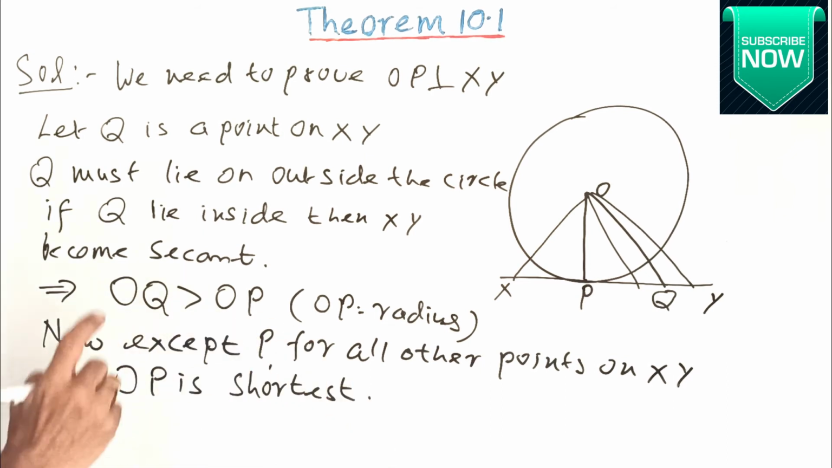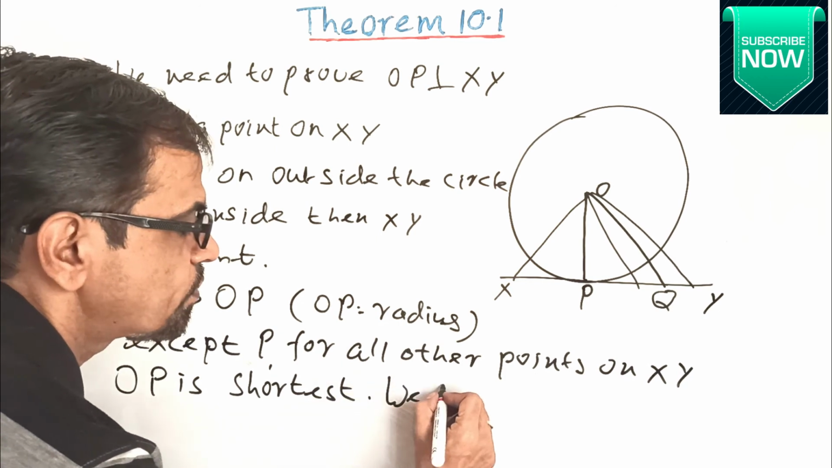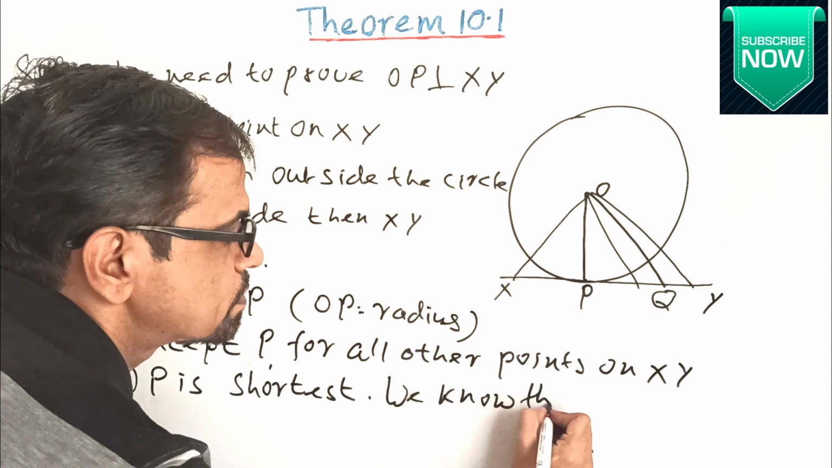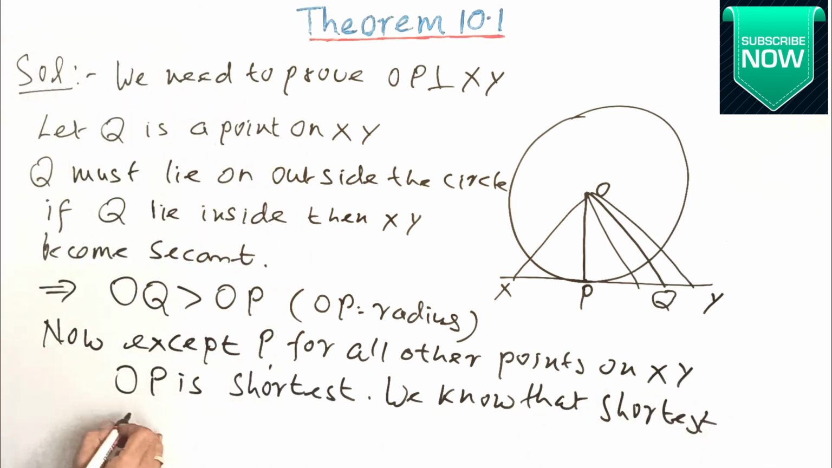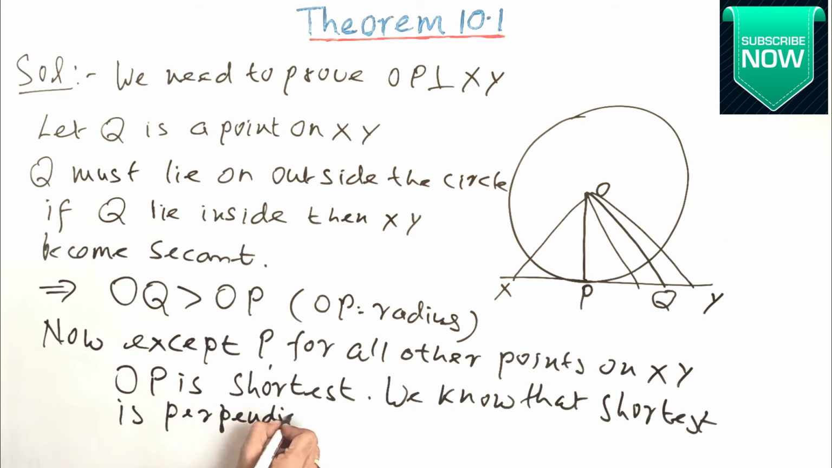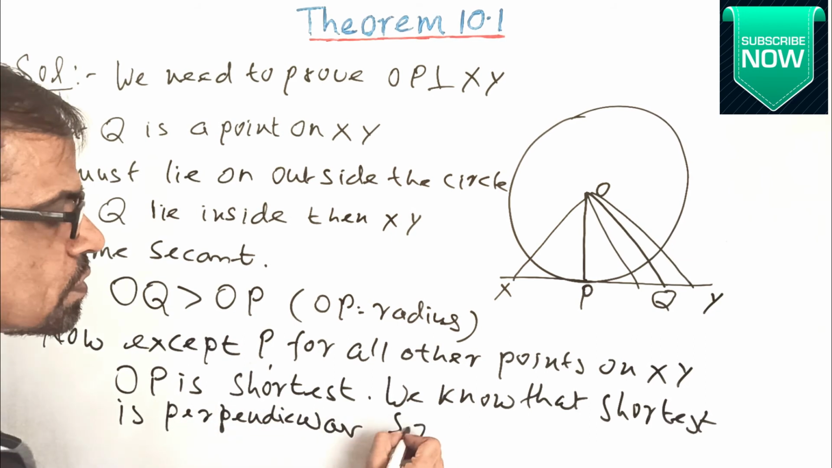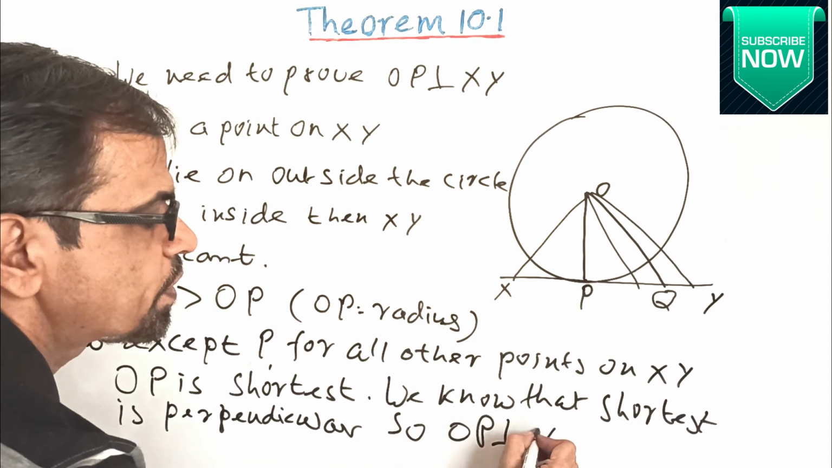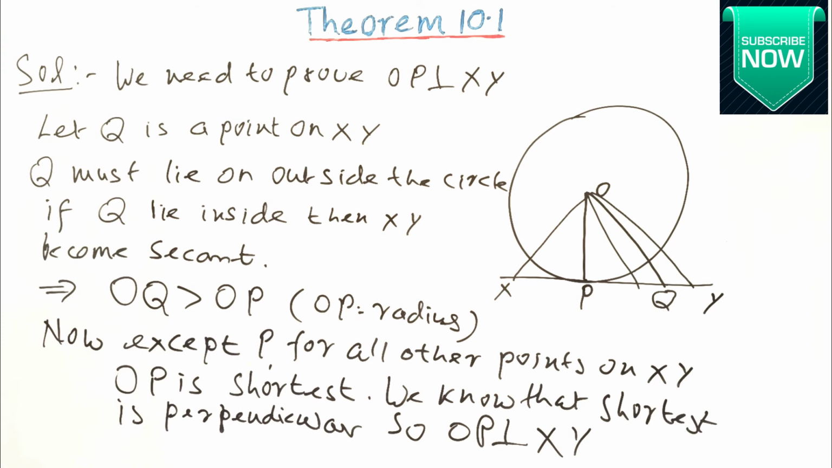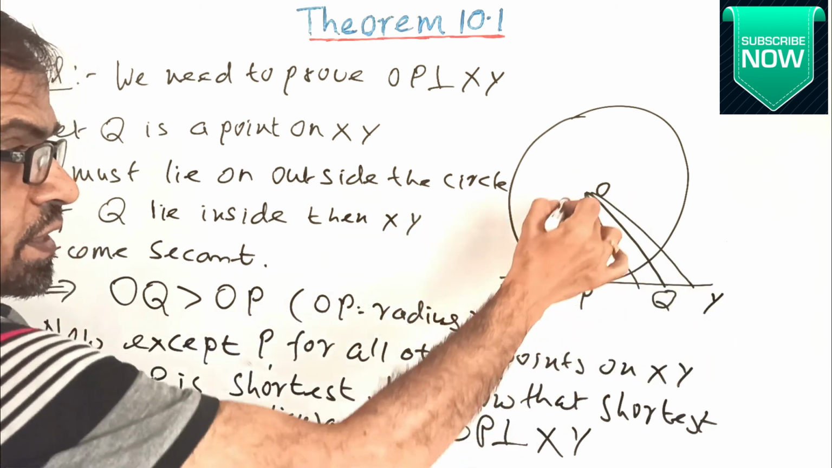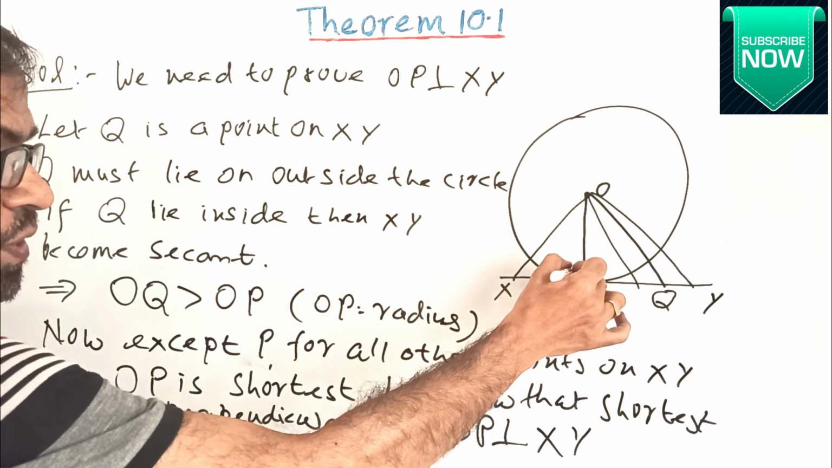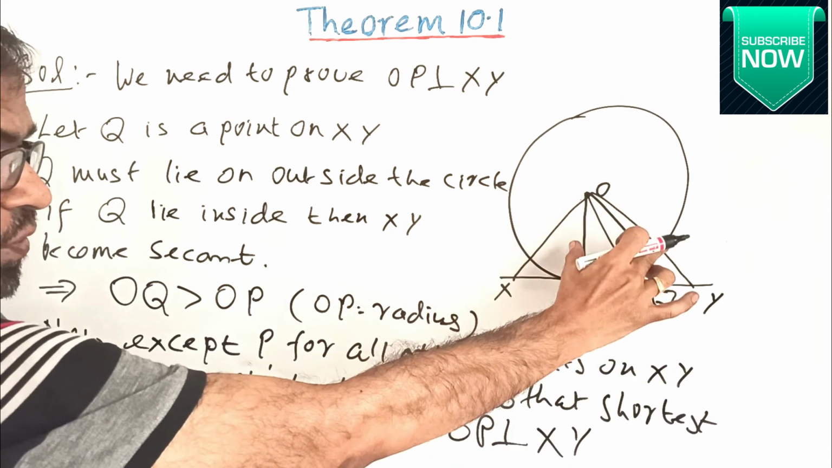And we know that the shortest is perpendicular. We will write here, we know that shortest is perpendicular. So OP is perpendicular to XY. We know that the shortest is a perpendicular. You might have studied this in the 9th class also in geometry. If you drop lines to so many points on the line, whichever is the shortest will be the perpendicular among all.